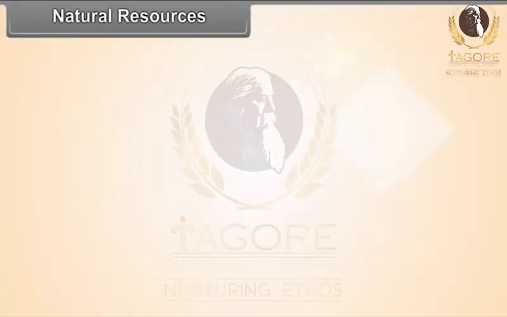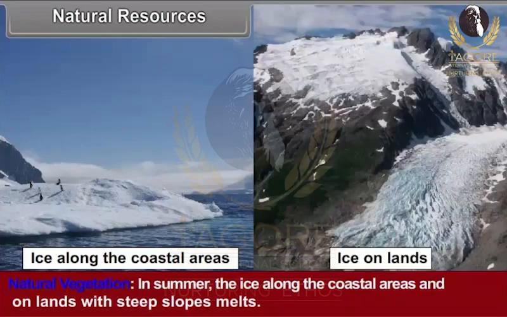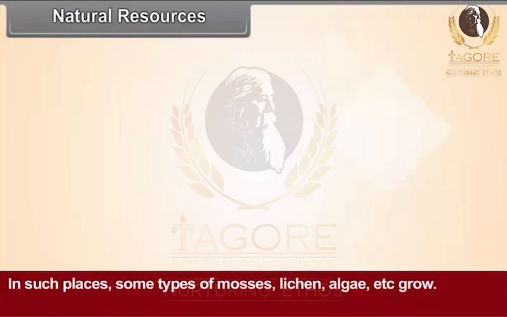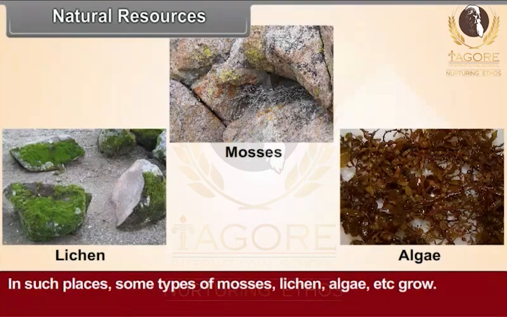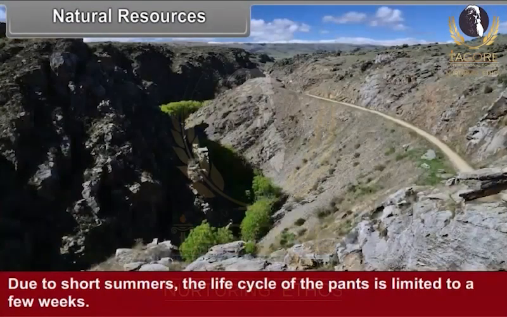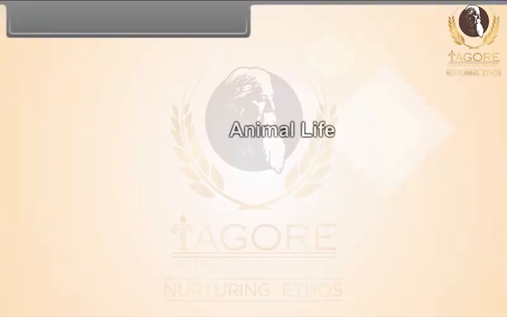Natural resources. Natural vegetation. In summer, the ice along the coastal areas and on lands with steep slope melts. In such places, some types of mosses, lichen, algae, etc. grow. Due to short summers, the life cycle of the plants is limited to a few weeks. In winter, microaquatic plants that are capable of producing food even in weak sunlight are found here. Animal life.